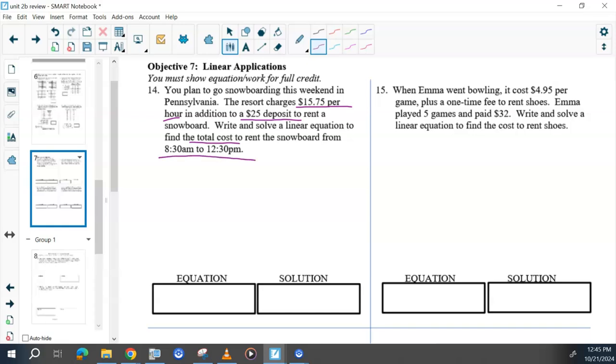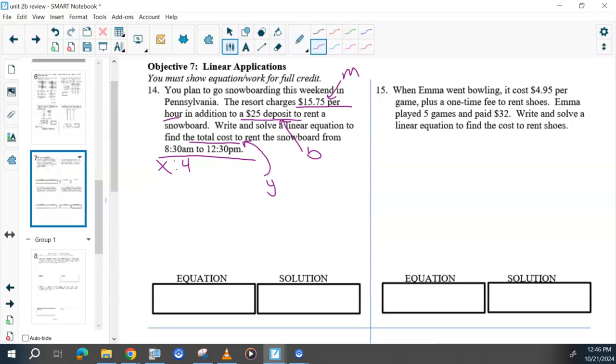Write and solve a linear equation to find the total cost to rent the snowboard from 8:30 to 12:30. So I underlined the important things. I see a per in there, so that's my M. The $25 deposit, that's going to be B. Total cost is going to be Y, which means this is going to be X, and I would count how many hours that is, which would be 4.